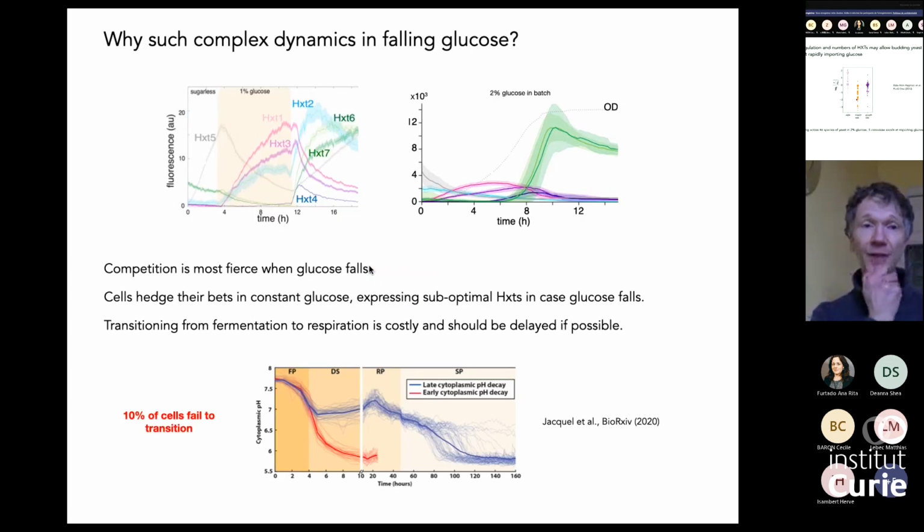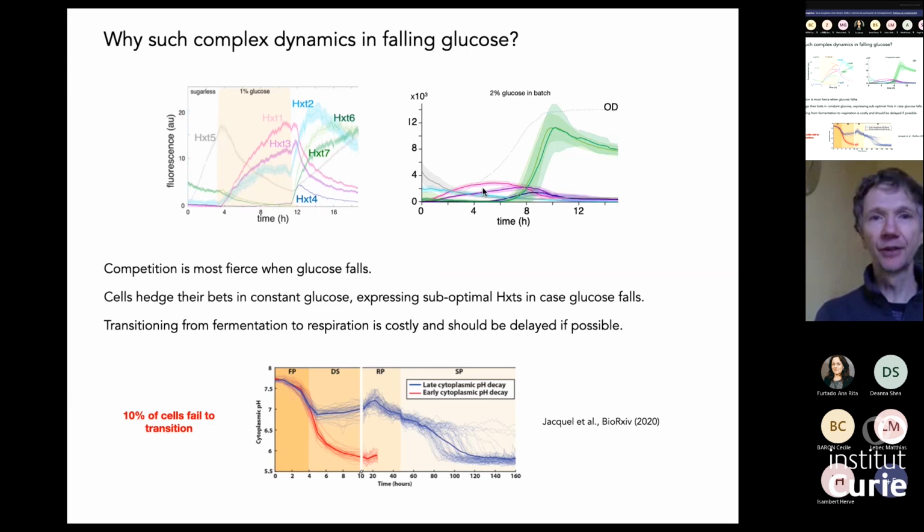And we don't really understand why we see this complex dynamics. Okay, so as I said, from the argument of that one transporter being better than others, we expect really one transporter to be expressed at a time. The dynamics, as I said before, is much more complex when glucose falls. And of course, when glucose is falling, that's when competition is most fierce.